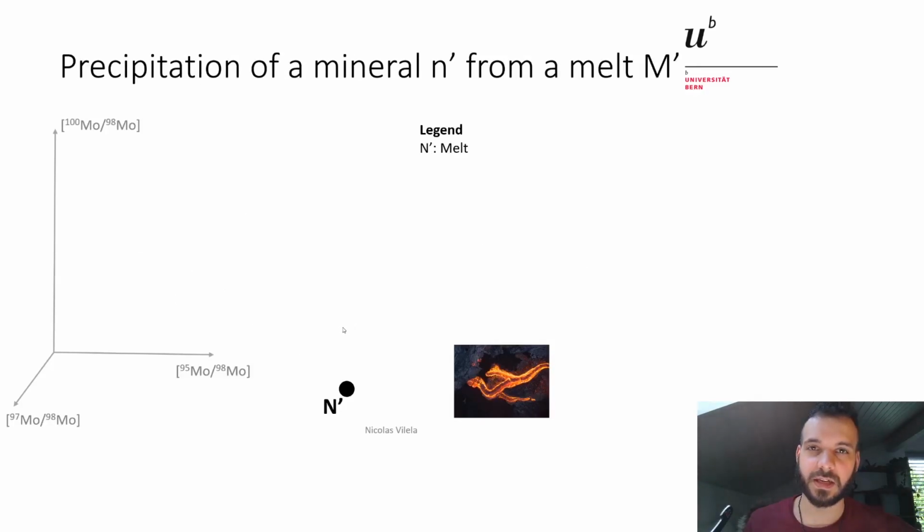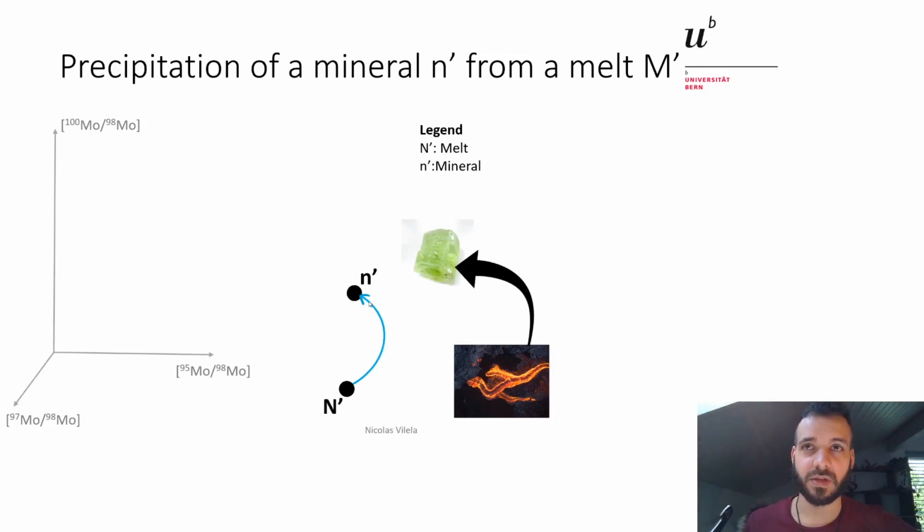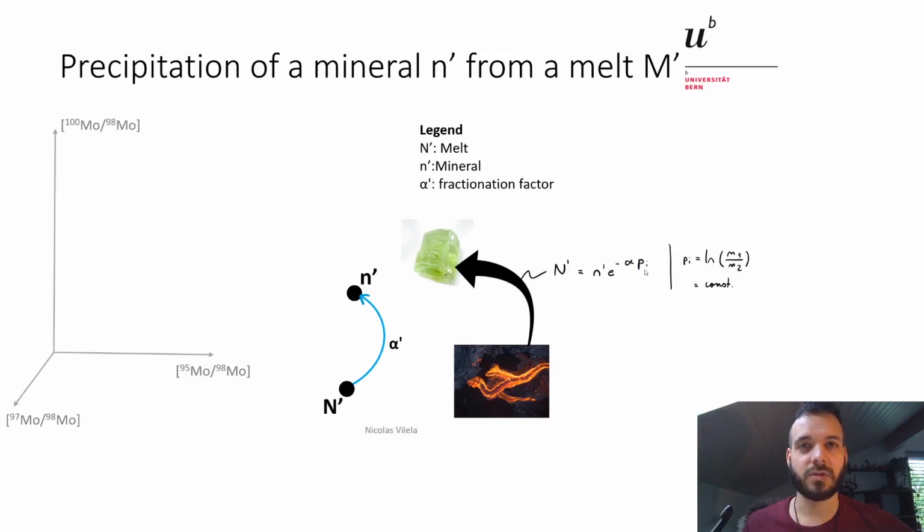Now first, let's say that we have a melt plotting here in our 3D isotopic space, and we produce a mineral from it. This mineral will fractionate isotopes, and this blue fractionation path can actually be described by this exponential fractionation law that we have on the right. This p-value in this equation is actually a constant, and you don't need to worry about it for the rest of the talk.